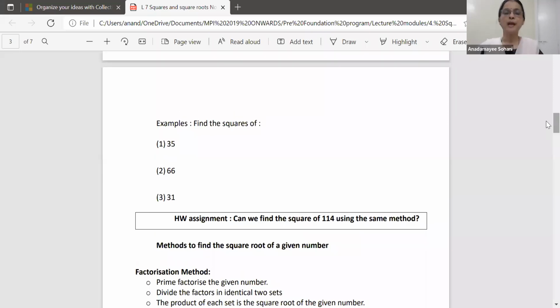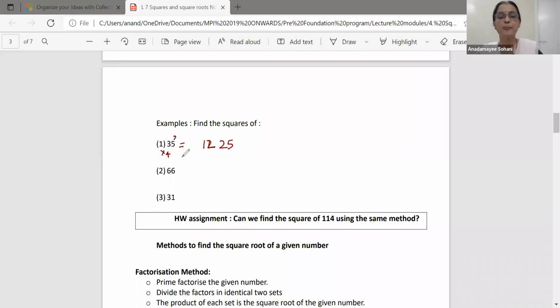So let us, as a quick example, do all these 3 squares by using the shortcuts. 35 ends with 5. So if I want to find the square of it, I will write 5 and it will end with 25, and I will multiply 3 by 4 to get the square of 35. 1225. 1225 will be 35 square. Then I want to find 66 square. Step 1, 6 square is 36. I write 6. I carry over 3.